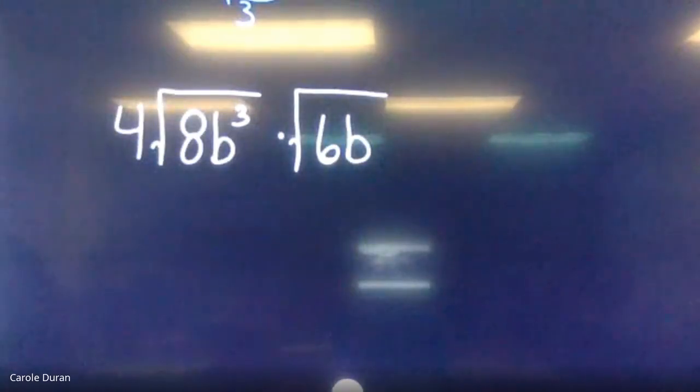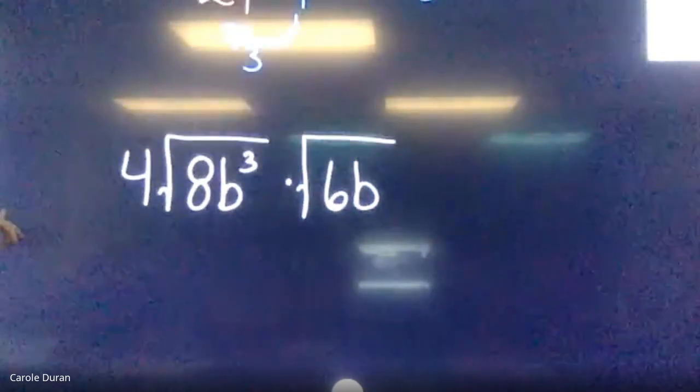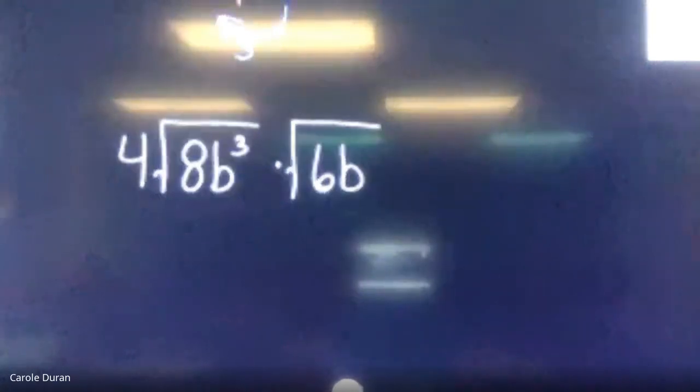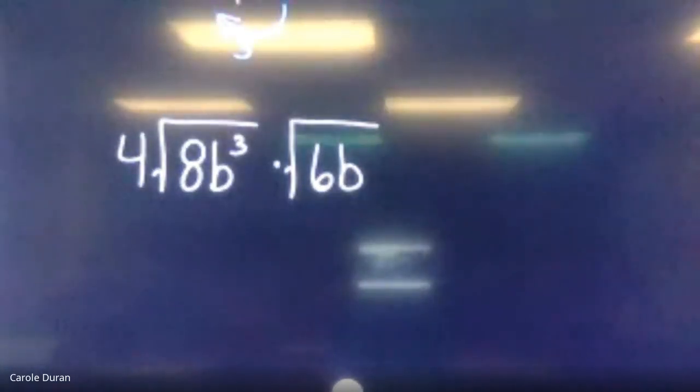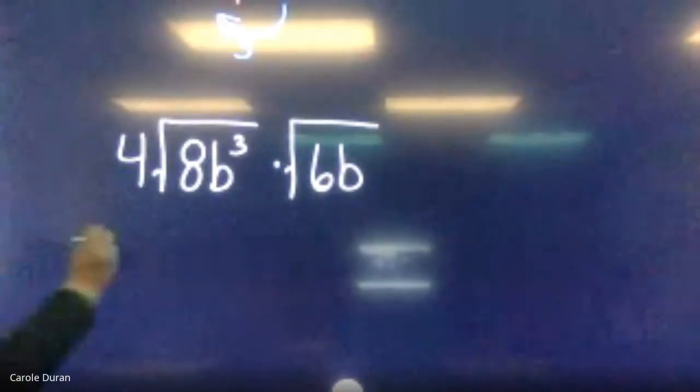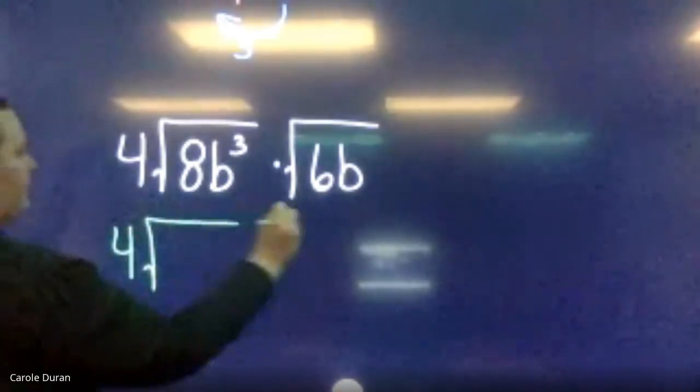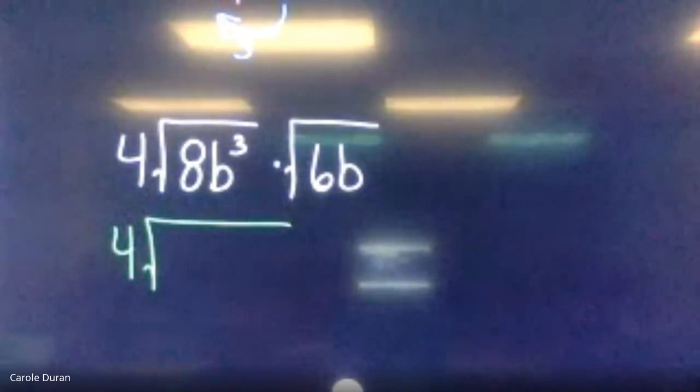This problem is 4 times the square root of 8b cubed times the square root of 6b. It's going to work the exact same way as the ones we just did. So what is going to be my first step, Carly? To multiply. And that's going to give me what? Awesome. And then Heath, what will I do next?